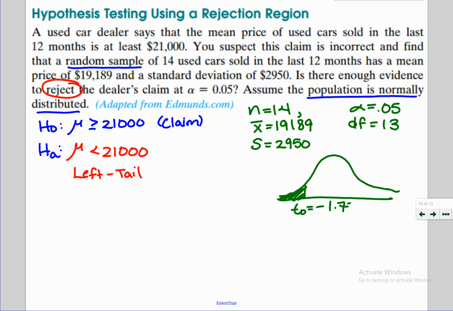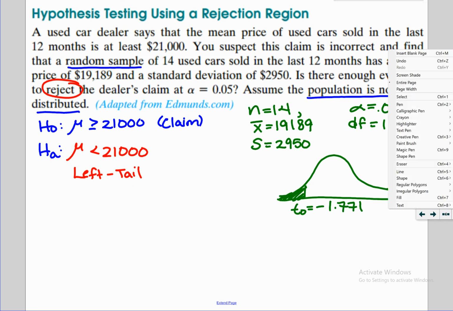And then we talked about yesterday, if it's on the left side, you put a negative in front of it, like so. It's on the left side of the curve. If it's on the right side, it's a positive. And if it's two-tail, you just put a plus or minus because you're going to have one on each side. Okay, so that is the shaded region, the rejection region.